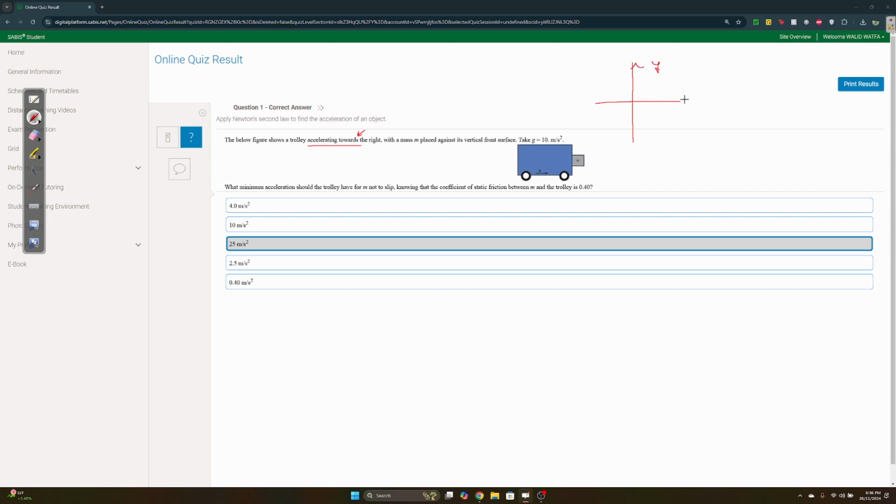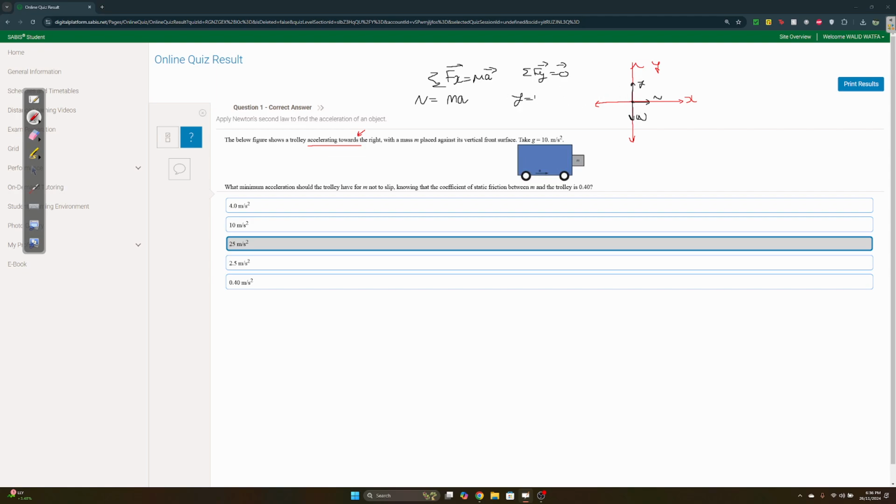The FBD was correct. I'm not going to label my axis, guys, because it's all CA and I don't want to waste my time. So you have the weight going down, the friction going up, and the normal to the right. Yeah, we know it's accelerating horizontally, obviously. So sigma fx is going to be equal to ma. Sorry if the handwriting is bad. Sigma fx is equal to ma, so N is going to be equal to ma. Then sigma fy is surely going to be equal to 0 because it's not moving up and down.